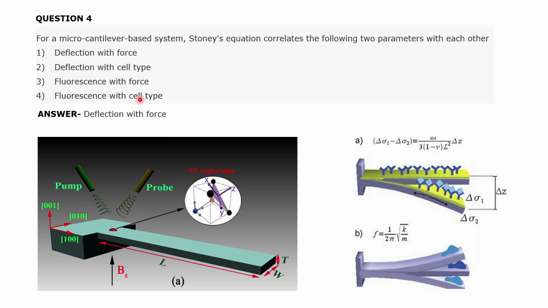Or basically immunofluorescence can also be used, because if you are using an antibody with a fluorophore that can bind to specific receptors present on the cell surface, and then you are observing it, you can distinguish between different cell types also. So that's also one example.